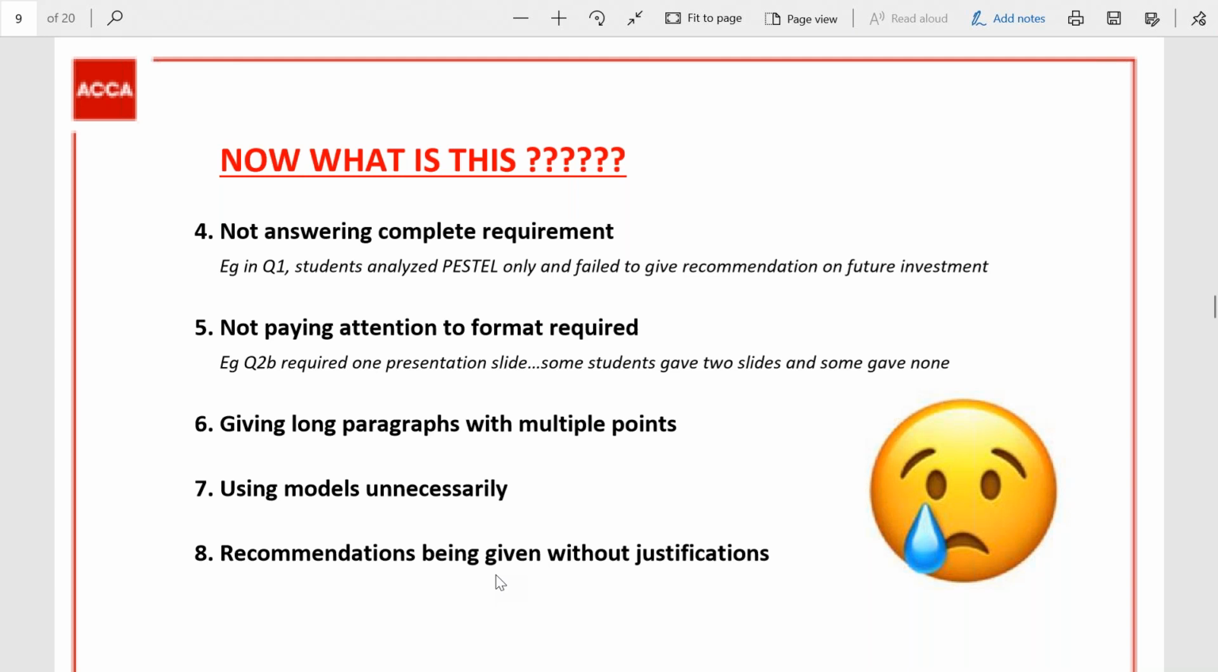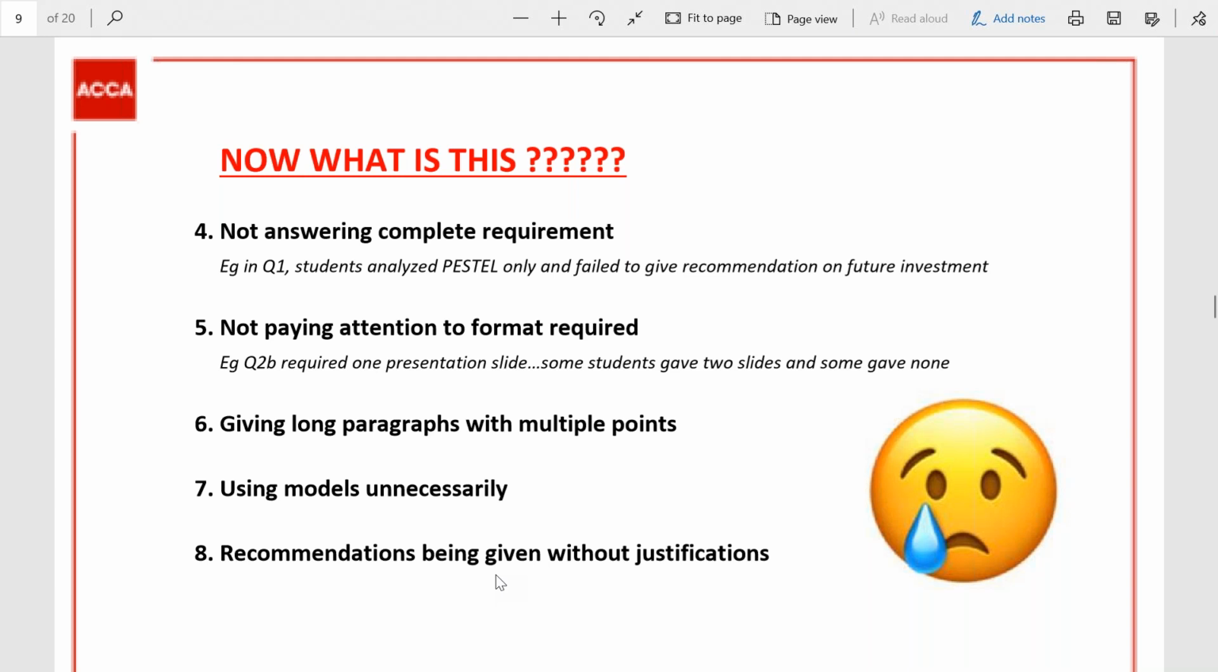Look at point number 6. The examiner feels that students gave long paragraphs with multiple points. So how many of you did that? Did you give long paragraphs with multiple points? All right. Point number 7, students using models unnecessarily. My God. And point number 8, recommendations being given without justifications.